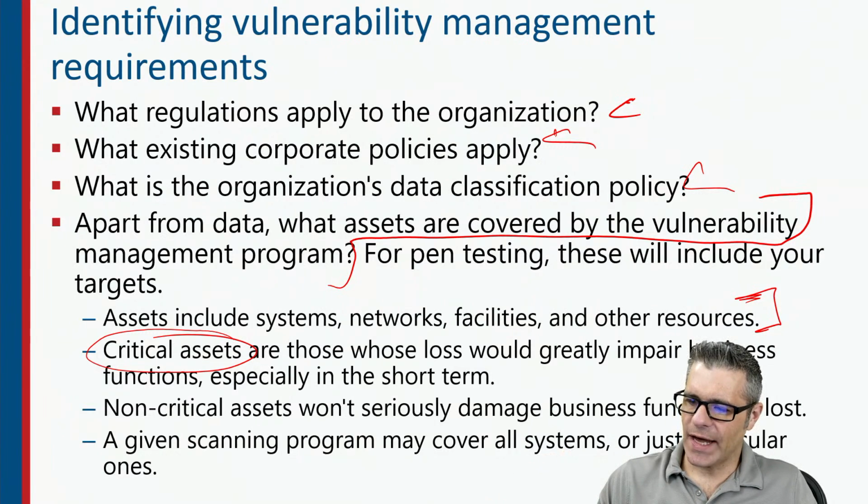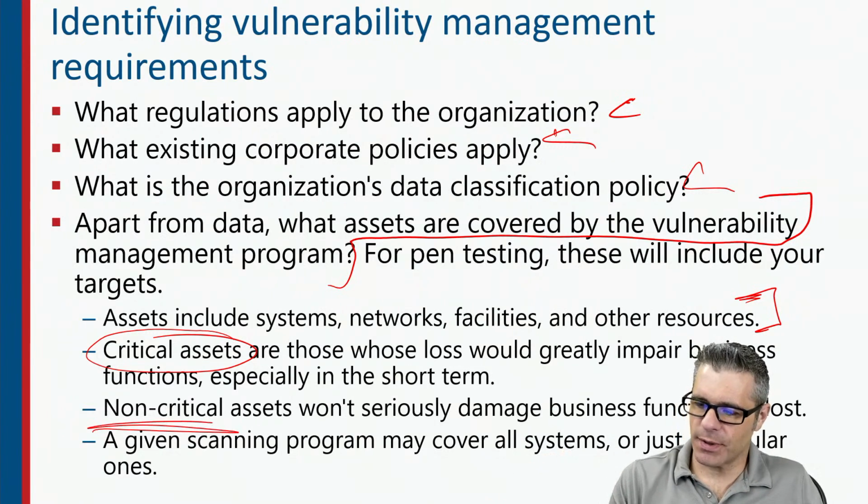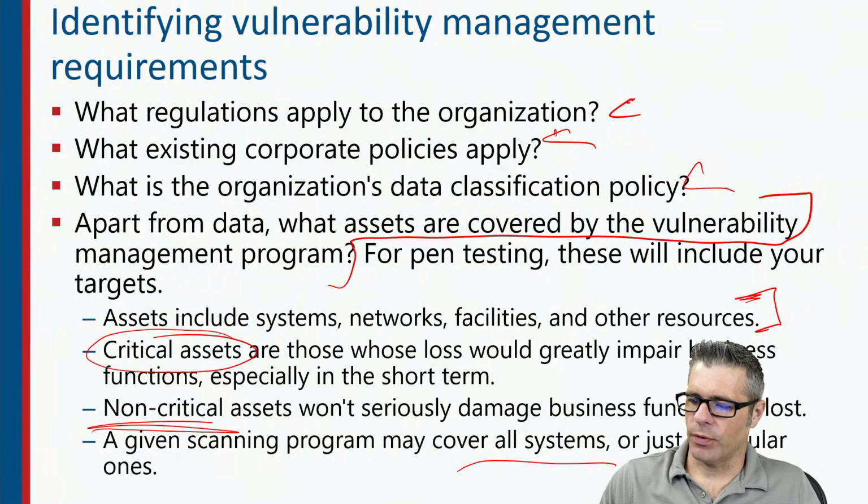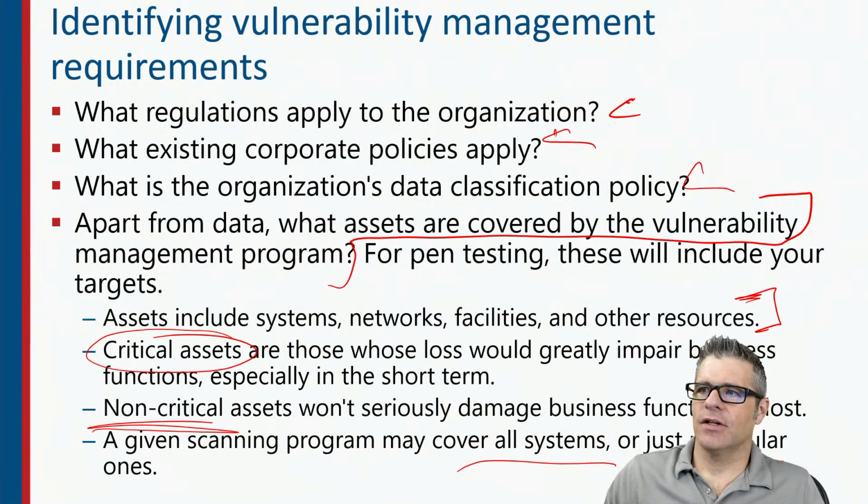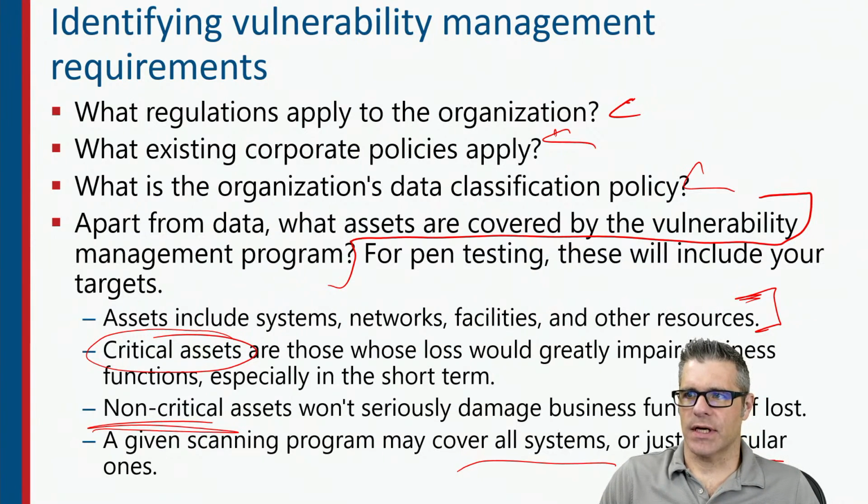The non-critical assets that maybe aren't such a big deal, and then are we doing all systems, or are we specifically looking at certain stuff? So again, talking about what is inside and outside of scope.